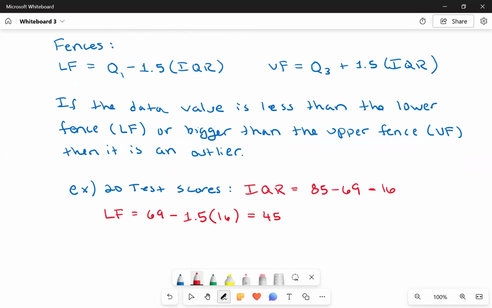That's what that means. Upper fence. For the upper fence, we'll take Q3, which was 85. And this time we're going to do 85 plus 1.5 times 16.